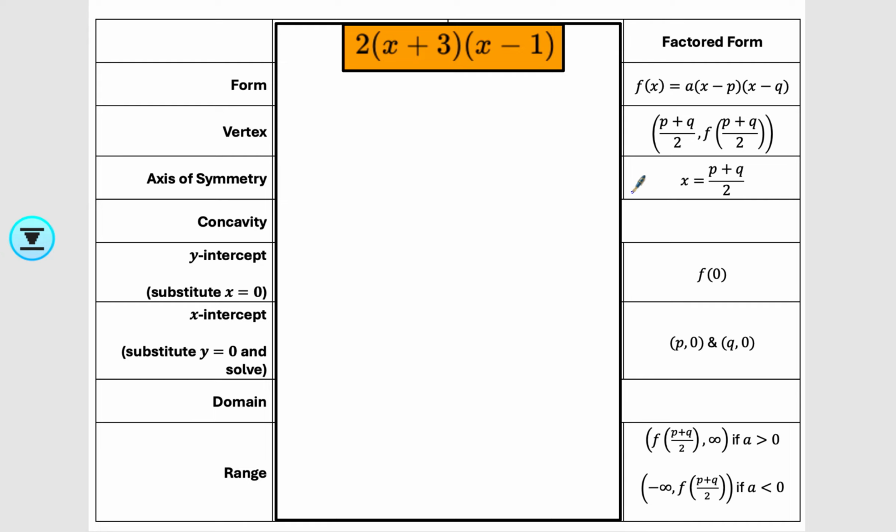And then the last form, which is factored form or intercept form.